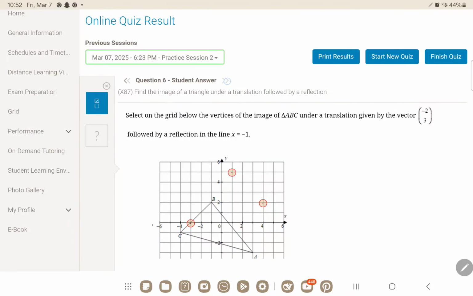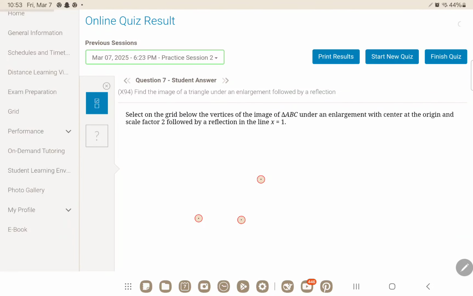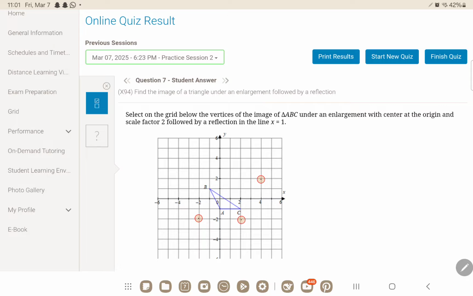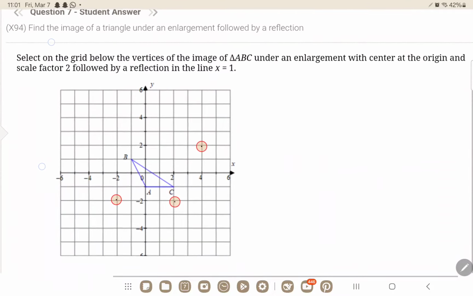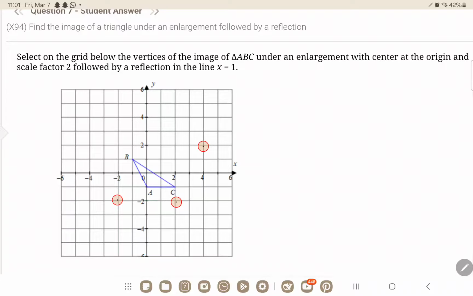Moving on to our next question. Now for this question, they say select on the grid below the vertices of the image of ABC under an enlargement with center at the origin and a scale factor of 2, followed by a reflection of the line x equals 1. Now, again, we have an enlargement. Nothing new.